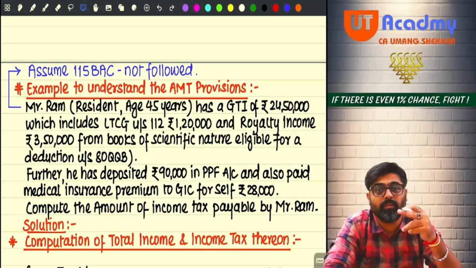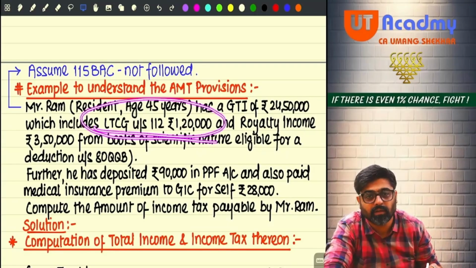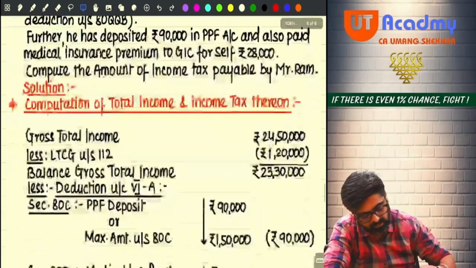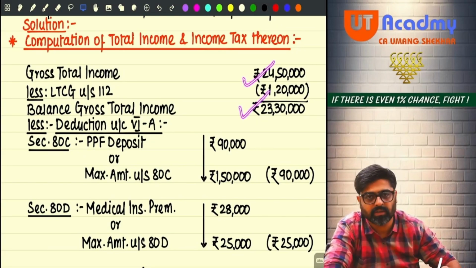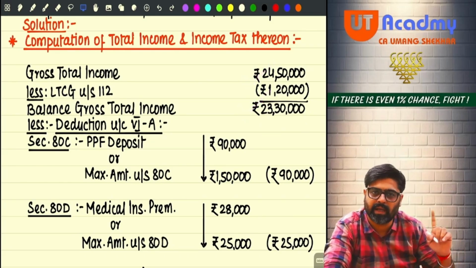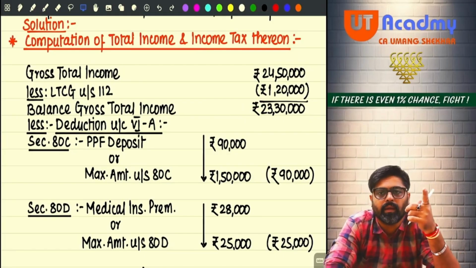But normal rates will be applied on all the income except LTCG. On that we are supposed to apply 20%. Now let's see. Your total income was 24,50,000. Out of that I have reduced 1,20,000 because this is long-term gain. From this you cannot take Chapter VI-A deduction. Chapter VI-A deduction you can take from your balance GTI only. So later on we will add that 1,20,000, but right now 1,20,000 is eliminated. Now balance GTI is 23,30,000.